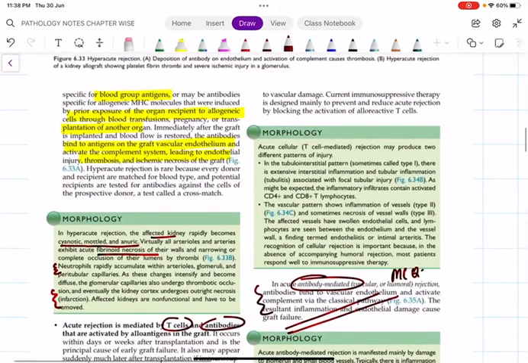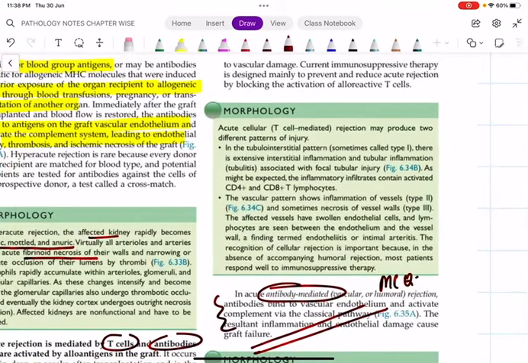Now let us see the morphology. Morphology is the most important thing you have to focus on in pathology. Rest everything you will study in more detail in immunology. So in acute T cell mediated rejection, there are different patterns. I am talking about the cell mediated type of acute rejection. One is called the tubulo-interstitial pattern, also called type 1, in which there is involvement of both the tubular component as well as the interstitial. There will be excessive interstitial inflammation and tubular inflammation.